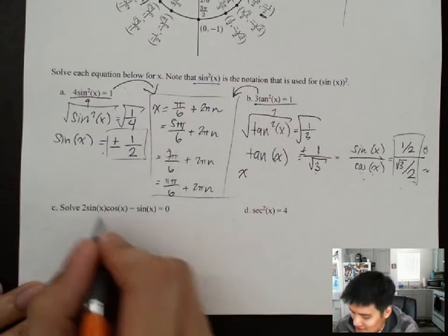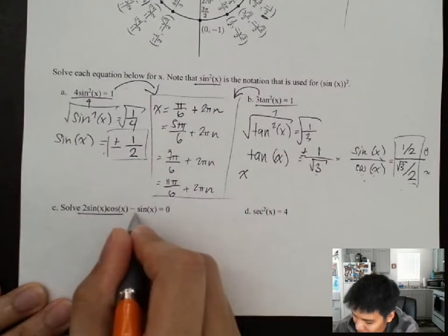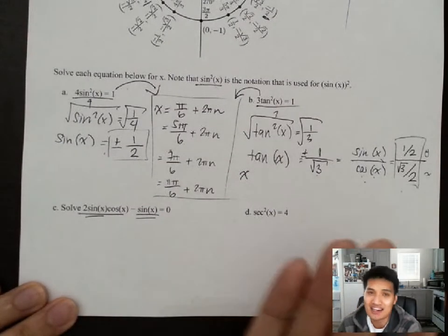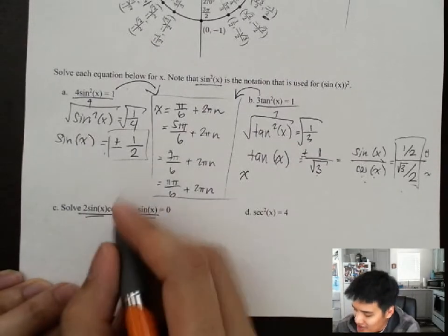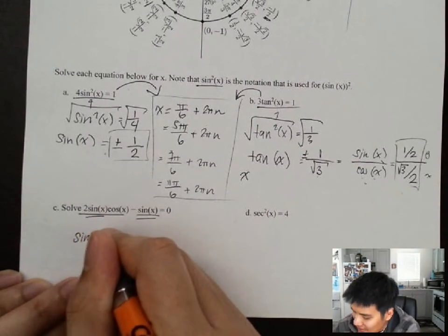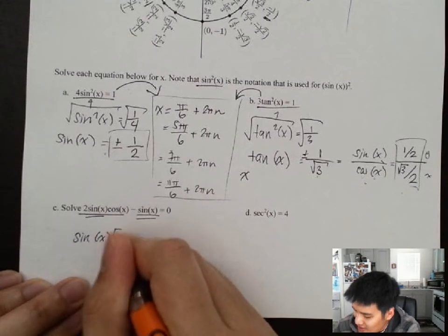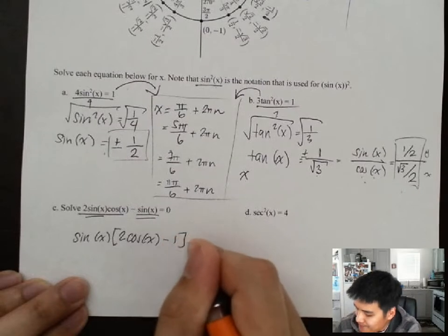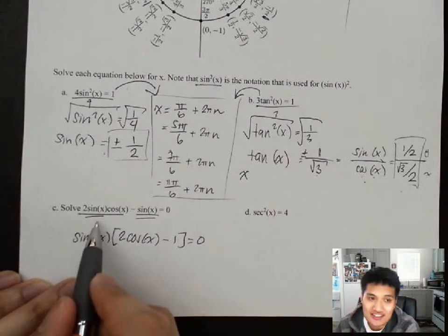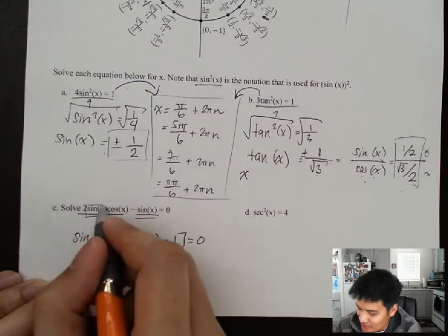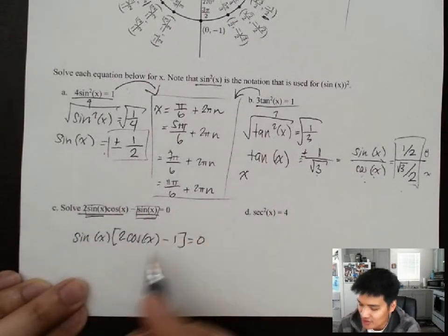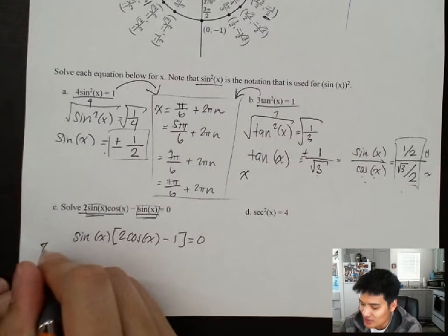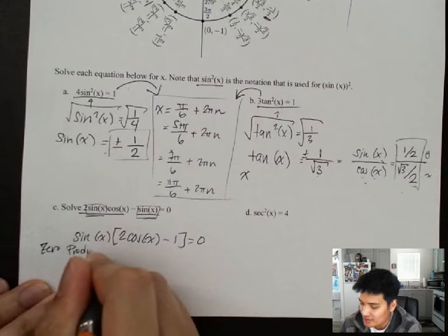One thing I can do is, this one here is a term, this is another term, and they both have sine in common. So I can factor out that sine, thus giving me sine x times 2 cosine x minus 1. I factored out the sine because, remember, sine is being multiplied to both of these terms here. So now I can use the zero product property.